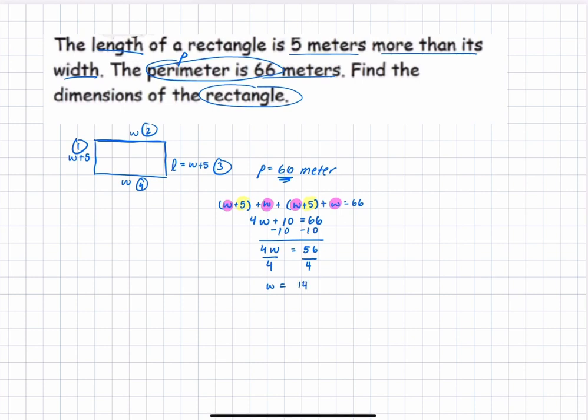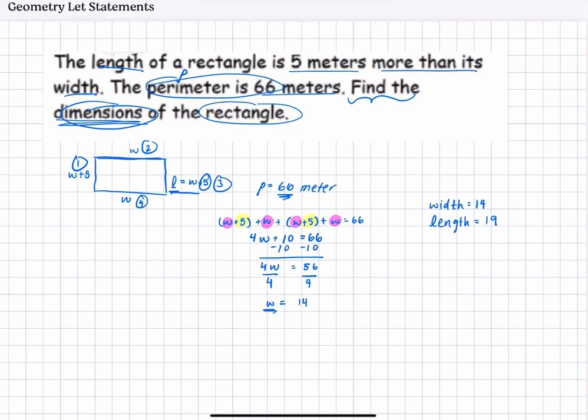Okay, so the question's asking us to find the dimensions. So if we know the width, since the width is W, the width equals 14, the length is simply the width plus 5. So the length would be 14 plus 5, which is 19. And the units, let's not forget them. So it would be 14 meters and then 19 meters. So this would be our final answer.